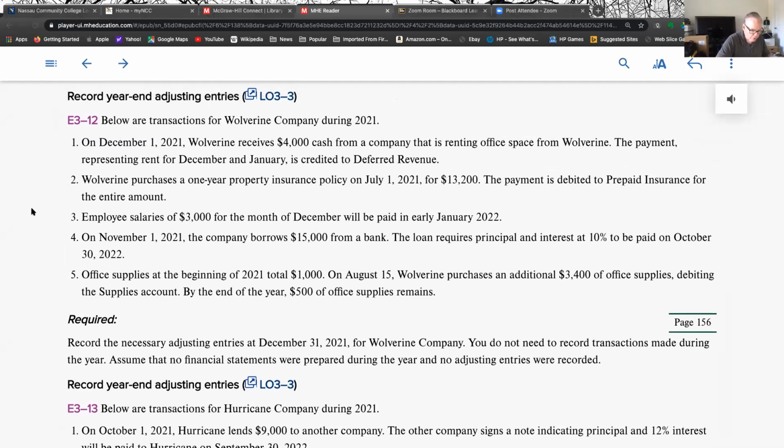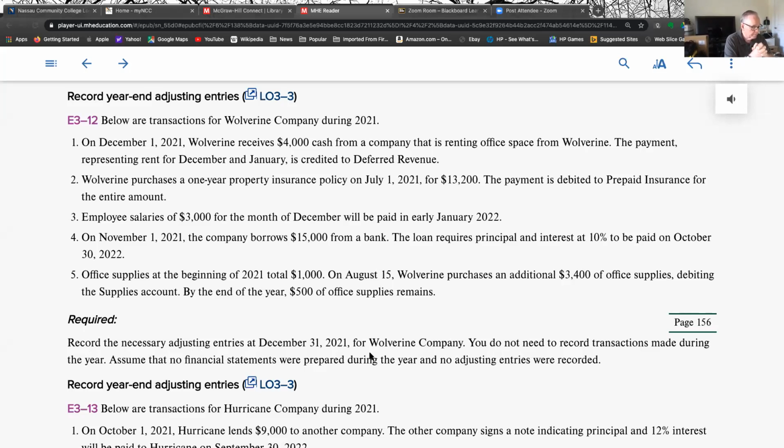Below are transactions for Wolverine Company during 2021, right? And then look at the requirements. Record the necessary adjusting entries at December 31st for Wolverine. You do not need to record transactions made during the year. That's another common mistake people make: when they see the adjustment, they record the first entry, not the adjustment. On a piece of scrap paper, if you want to do that, just so you get an understanding of what's going on, that's fine. But that's not the answer they're looking for. They're just looking for the adjustment.